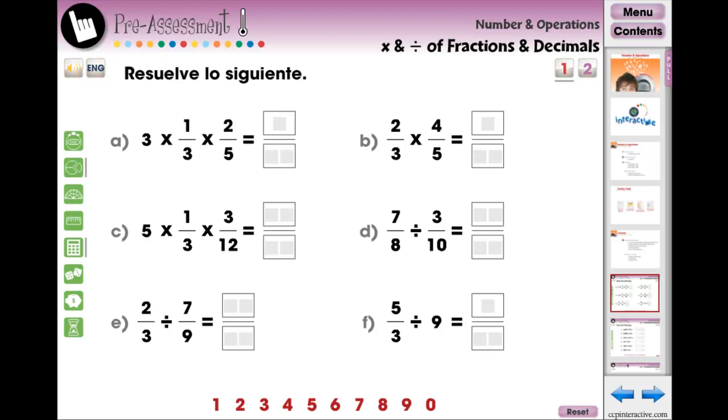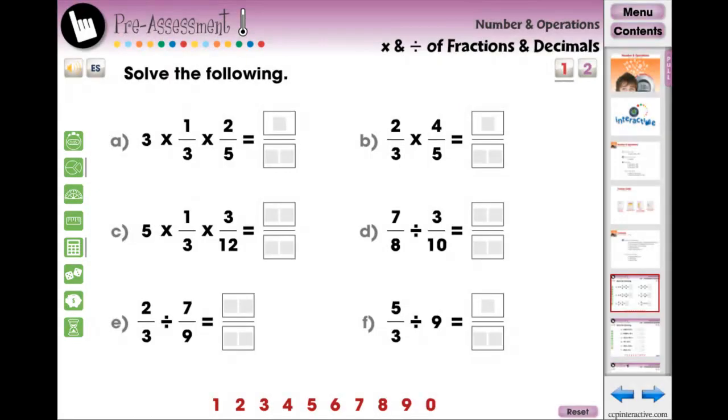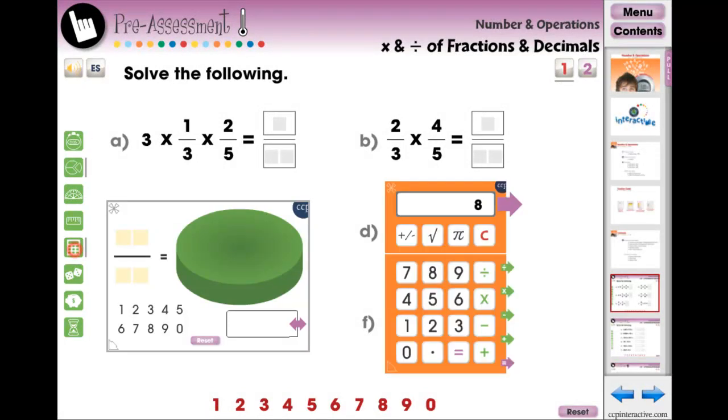Every screen page also contains math tools to help your students comprehend and solve the activities on the screen. The fraction tool and calculator tool are 2 of the more popular math tools used in number and operations.